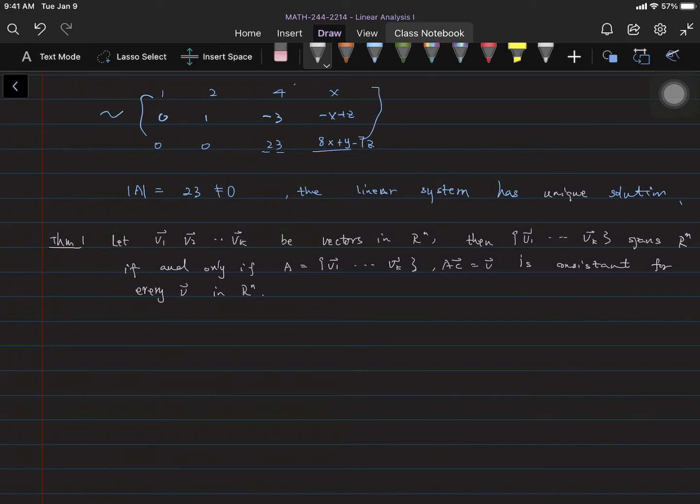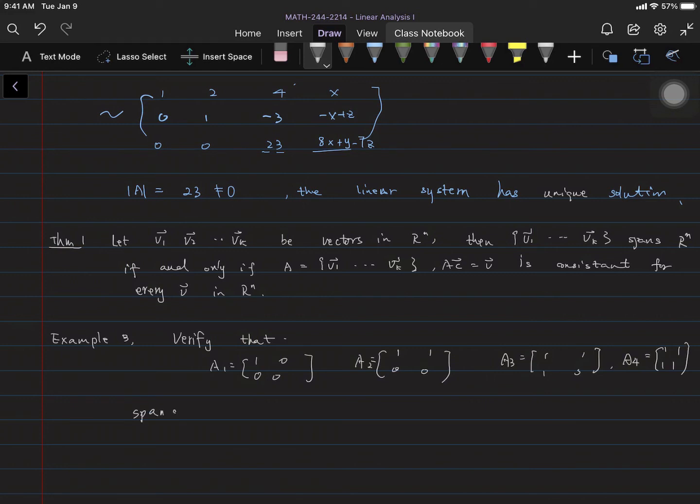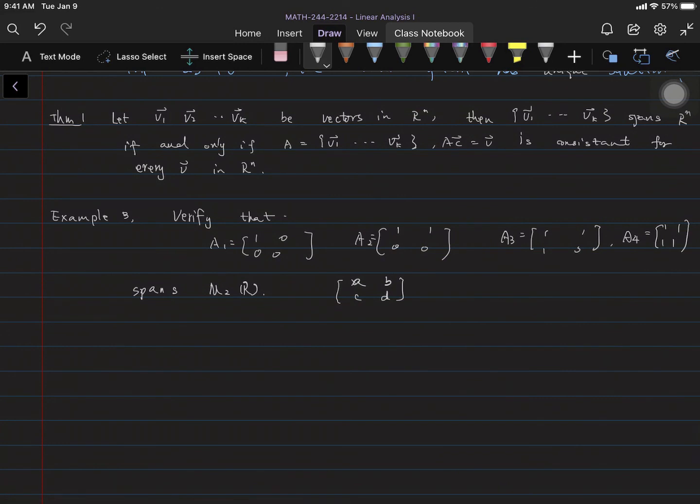Next, we are going to take a look at another vector space. Let's take a look at example 3. Examples 1 and 2 were vector spaces like R2, R3. Next is the vector space of matrices. Verify that A1 equals 1, 0, 0, 0, A2 equals 1, 1, 0, 0, A3 equals 1, 1, 1, 0, and A4 is the last one. So we have four 2x2 matrices, and this spans M2R. M2R means all matrices A, B, C, D, all 2x2 matrices with real elements. Verify this spans that one.